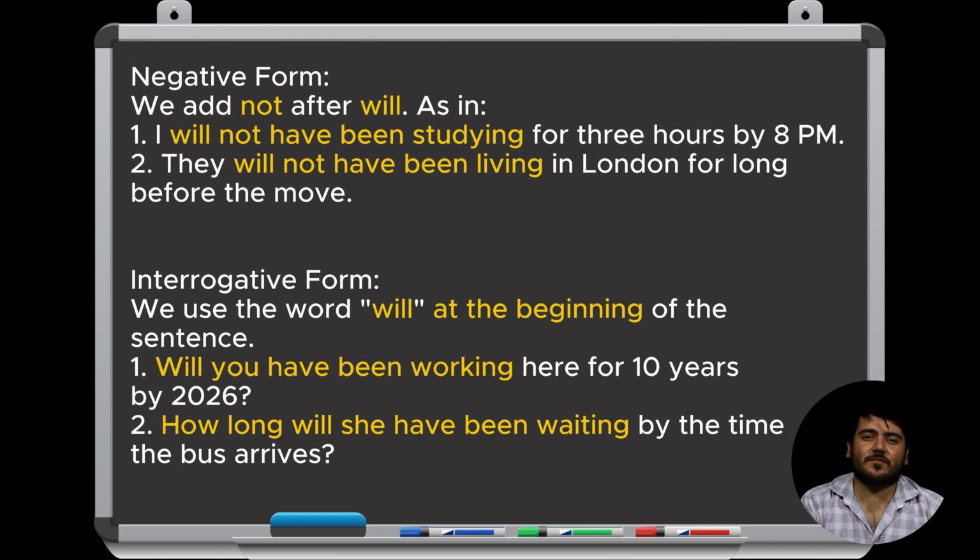The negative form: we add not after will, as in, I'll not have been studying for 3 hours by 8. Or they'll not have been living in London for long before the move. Interrogative form: we use the word will at the beginning of the sentence, as in, will you have been working here for 10 years by 2026? How long will she have been waiting by the time the bus arrives?